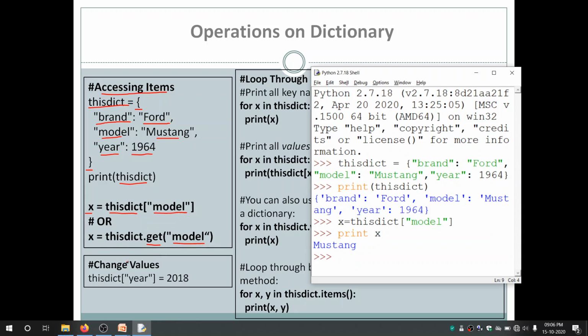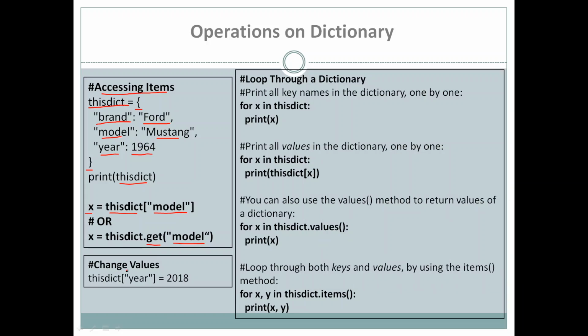Okay, let us go to the next part, that is change value: how to change the value of a particular element. To change the value, we can use a syntax similar to this: thisdict, in square brackets the key for which we want to change the value, and the new value we have to pass. If you look at the earlier value, it is 1964 and we want to change it to 2018. So let's see.